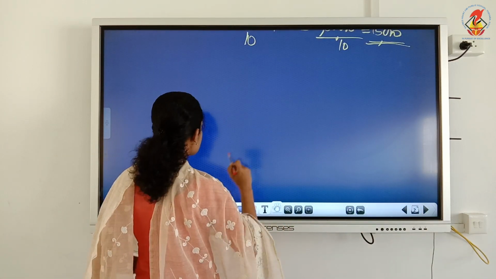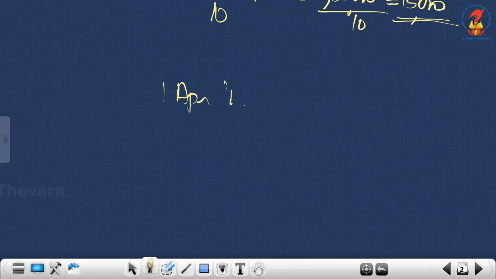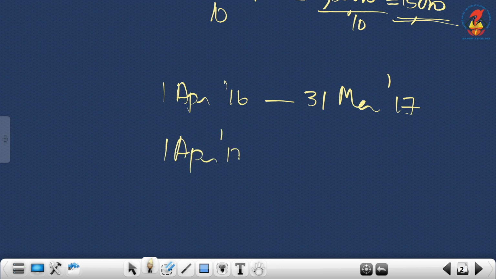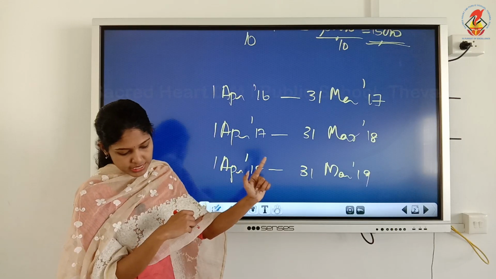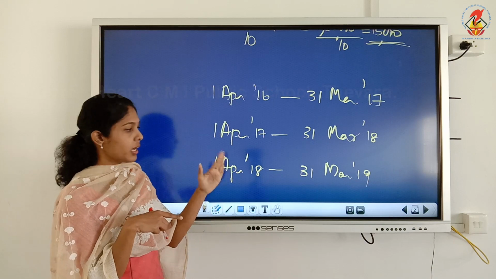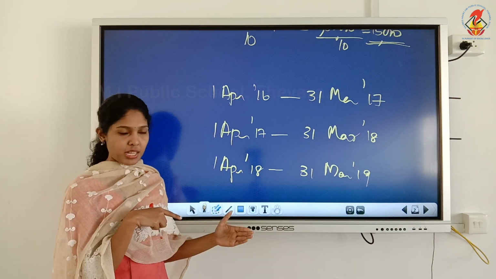It is starting with 1st April 2016, ends on 31st March 2017. This is 1 year. The next year starts with 1st April 2017 to 31st March 2018. Then third year will be 1st April 2018 to 31st March 2019. So these are the 3 years. 16, 17, 17, 18. The last is 19. So these are the 3 financial years.